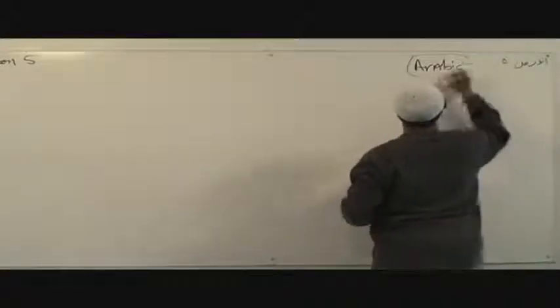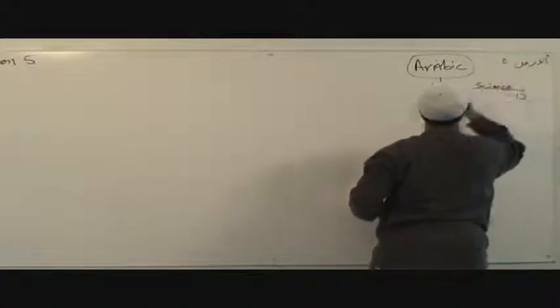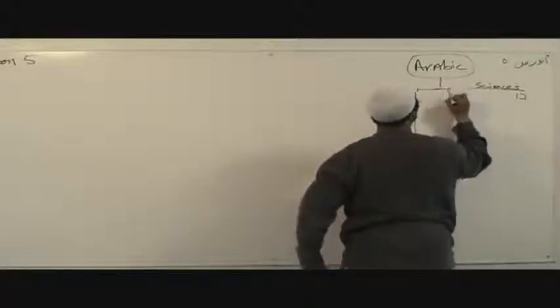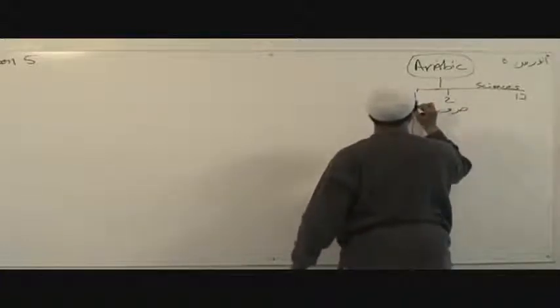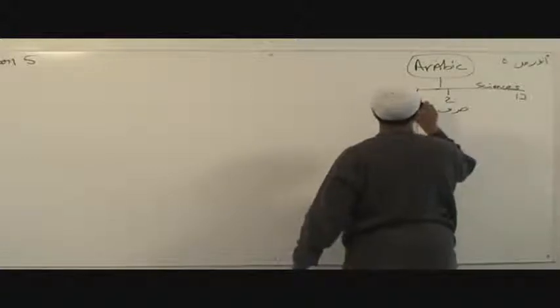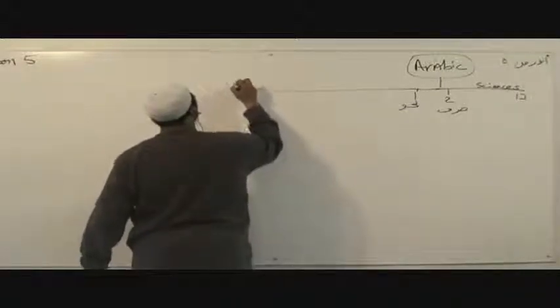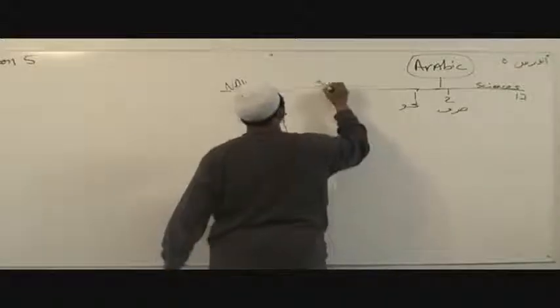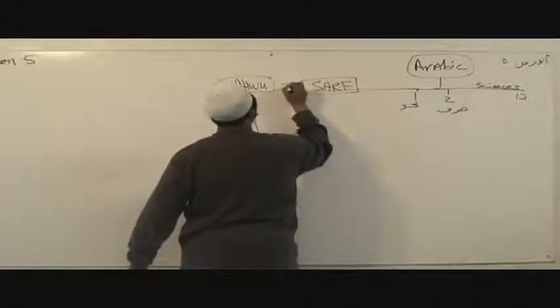So now we have Arabic. We have the 13 sciences, right? And the first one and the second one, let's say here. This is Sarf. And this is Nahwu, right? Now, I'm going to do this. I'm going to put it out here. And I'm going to say this is Nahwu. Everybody say Nahwu. And this one is Sarf. Okay?